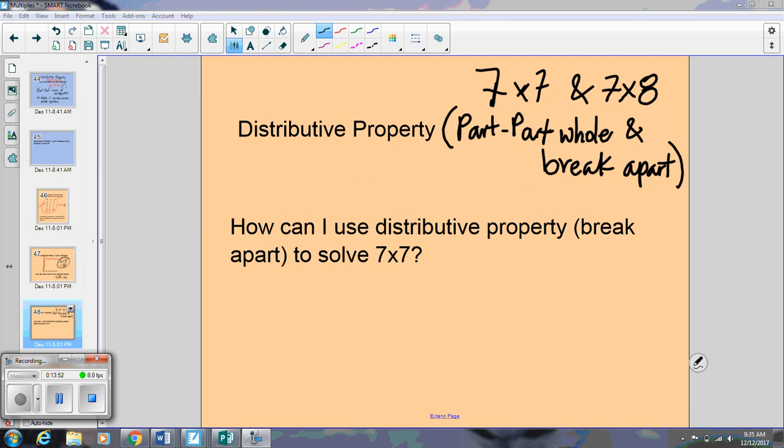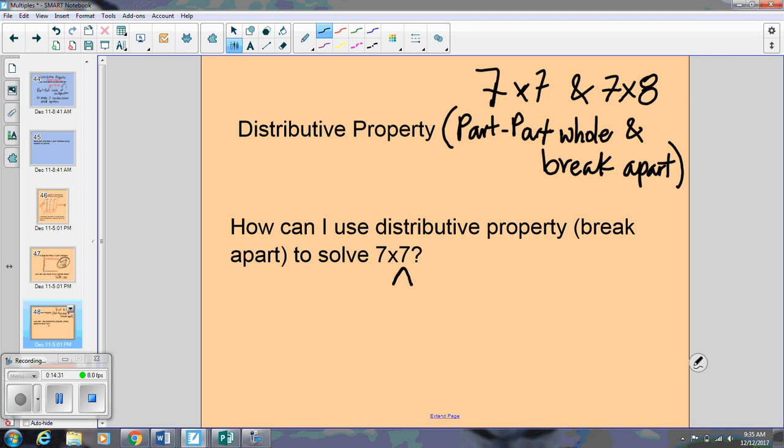So here's how I'm going to use break apart to solve 7 by 7. I'm going to break apart one of my factors. What could I break my 7 into? You could break it into 6 and 1. What if you're not so good at your 6s, though? 2 and 5. Are most people good at 2s? Yes. Are most people good at 5s? Yes.